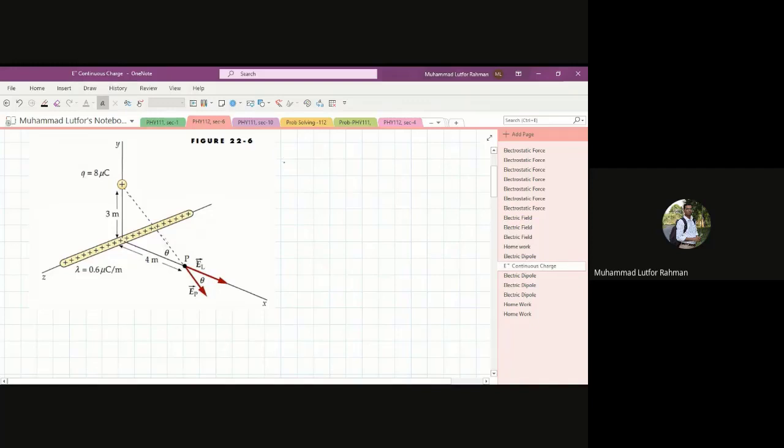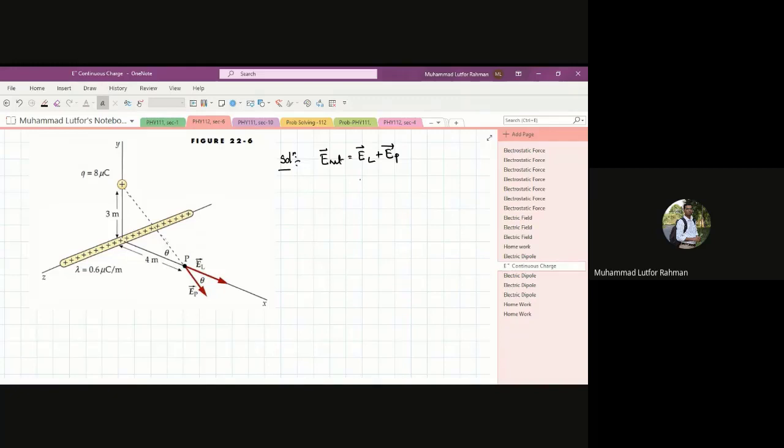Then we can say that the total electric field, E net, would be the electric field contribution by the line charge plus the electric field contribution by the point charge, right? So first I'm going to find the electric field by this line charge distribution. Then I'm going to find the electric field for the point charge. The point charge is very straightforward, you can find it.